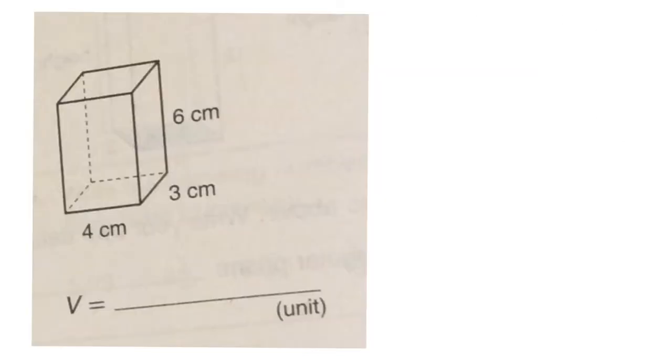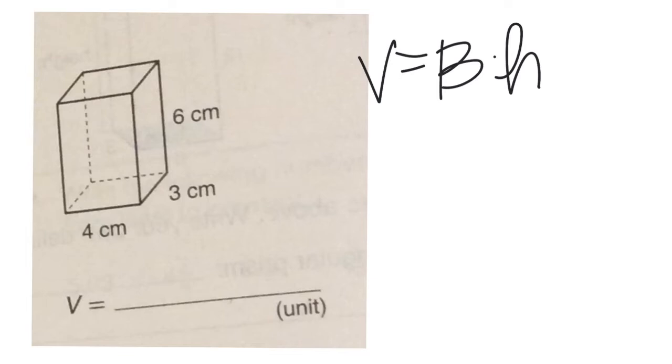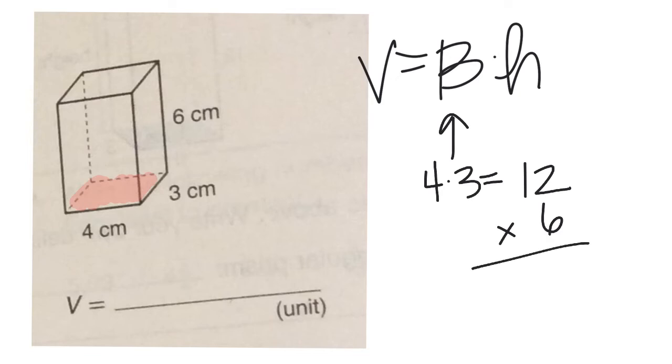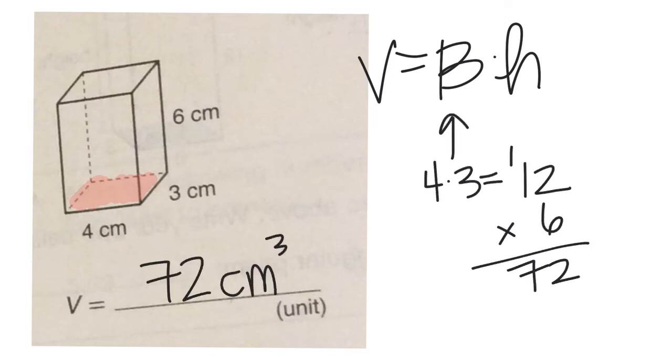Another one. If volume equals B, capital B for base, times height, the base of this figure, I'm just showing you the other way, is just the bottom of the figure, and the bottom measures 4 by 3. So the base is 4 times 3, which gives me 12. And then I would multiply by the height of 6. So 12 times 6, 6 and 2 is 12. 6 and 1 is 6, plus 1 is 7. So my volume is 72 centimeters cubed.